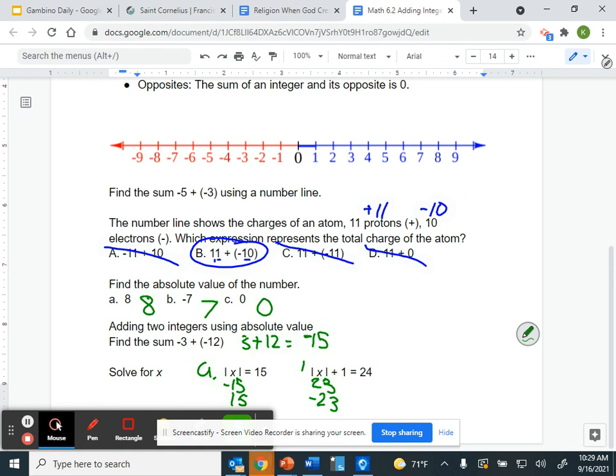William? Okay. Is that making sense? Do we have any questions? All right.